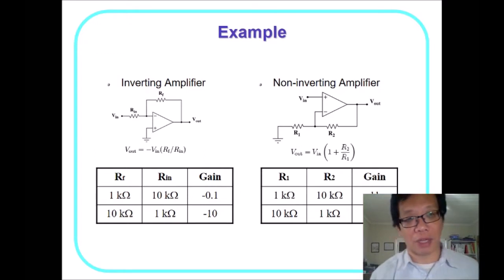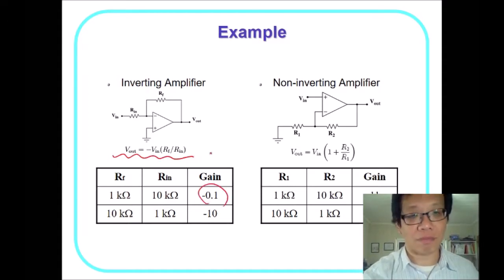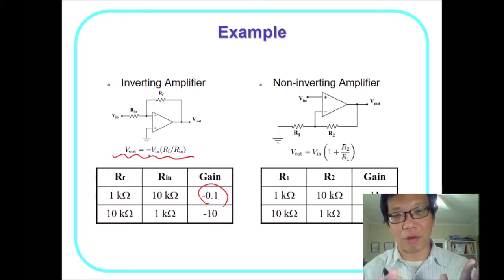So let's do a little bit of calculation over here. If my RF is 1 kilo ohm and my R input is 10 kilo ohm, then by using this formula, we know my gain is -0.1, because it's going to be -1/10 or -0.1. If we swap the values of RIN and RF, so RF equals 10 kilo ohm and this one over here is 1 kilo ohm, we have increased the gain to 10, but since this is an inverting amplifier, we need to put a negative sign in front of it, so the ratio becomes -10. Okay, that is for the inverting amplifier.